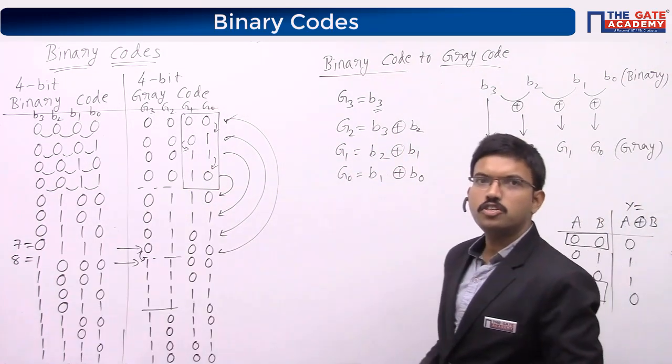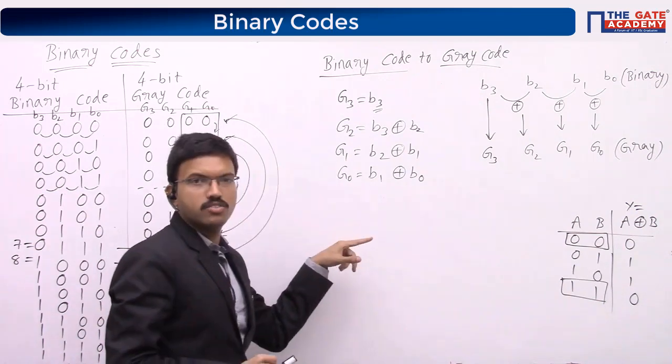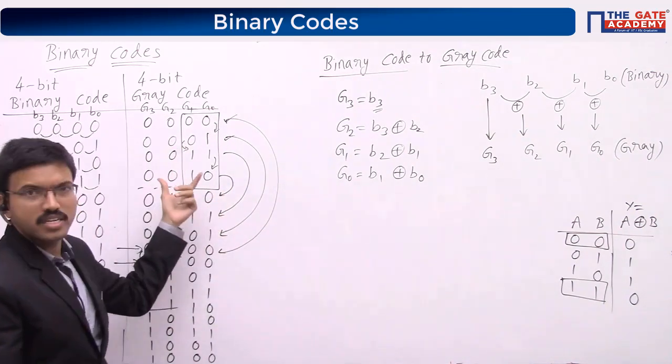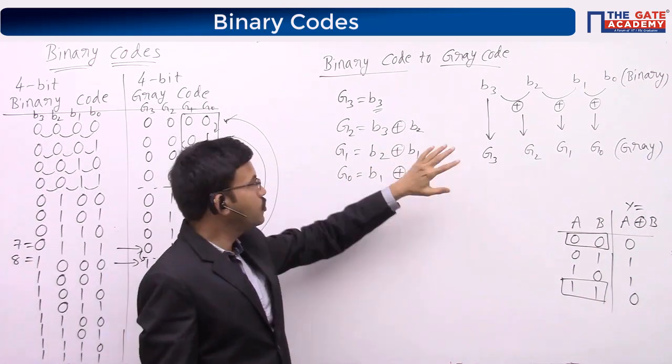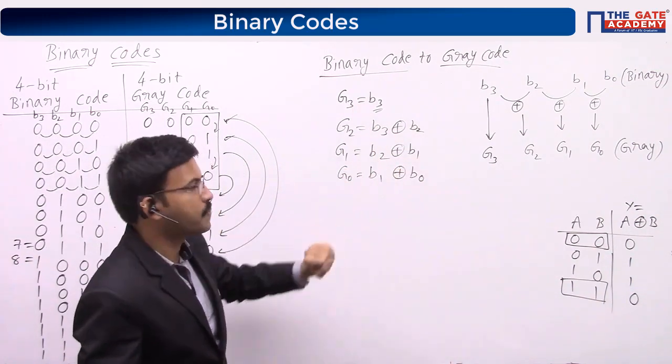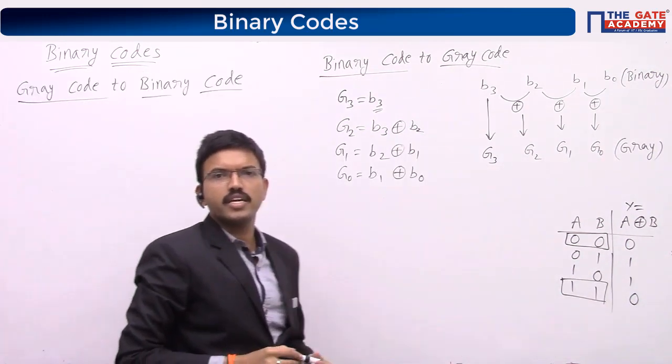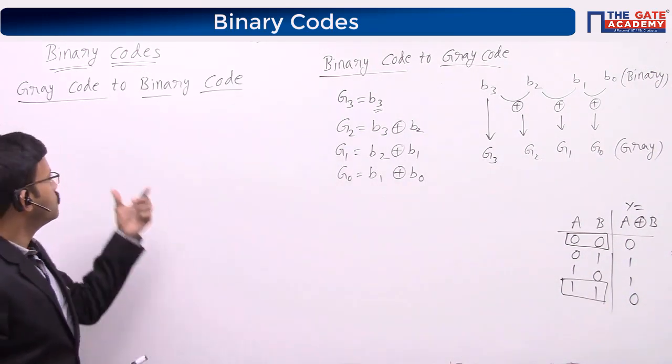Next one is gray code to binary code. Here we have discussed how to convert binary code to gray code in 2 methods. First method and then this is the second method. You don't need to remember any formula. Okay. Now next one is gray code to binary code.